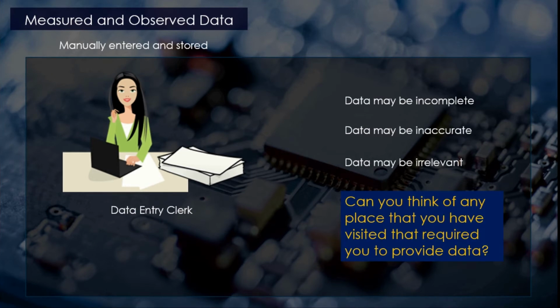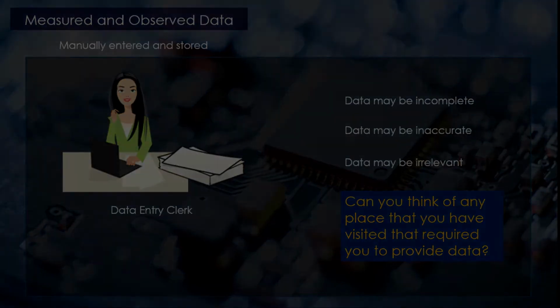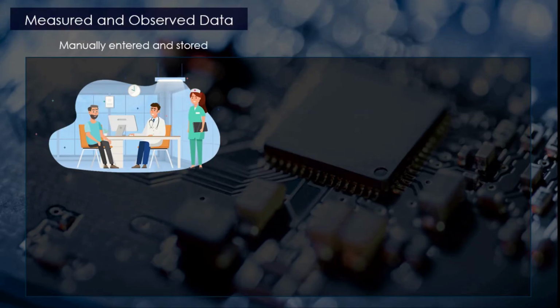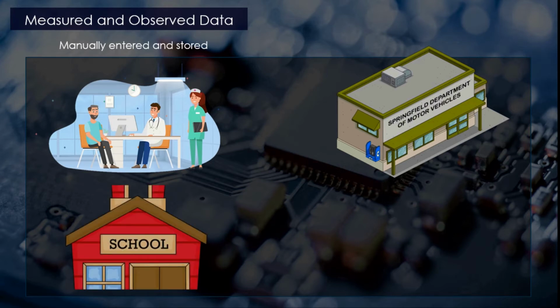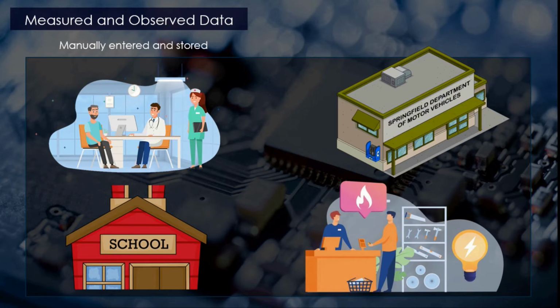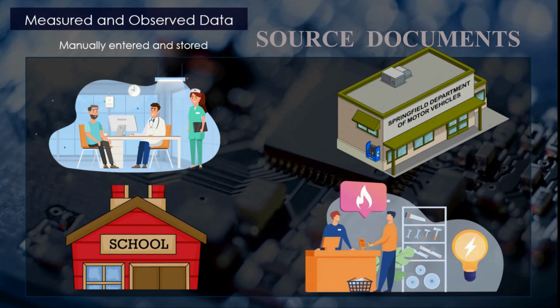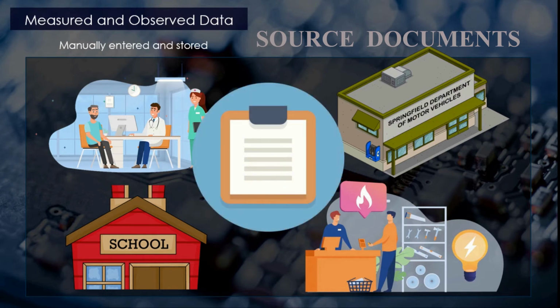Now think about places that you have visited that required you to provide data. Think about the last time you visited your doctor. I'm sure you were given a form that you had to fill out. If you visited the licensing department, the first thing you do is fill out a form for the transaction that you came to do. Even in school, teachers write down marks in their mark books before entering it into the school's information system. Even when you go to pay a bill at your local utility company, you have to walk with your printed bill before you can pay.